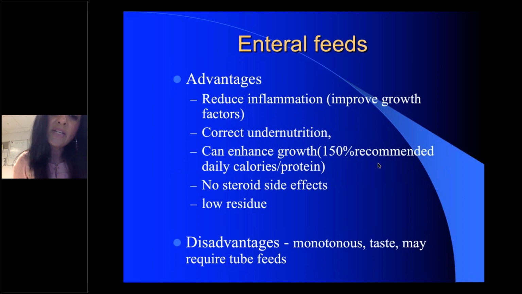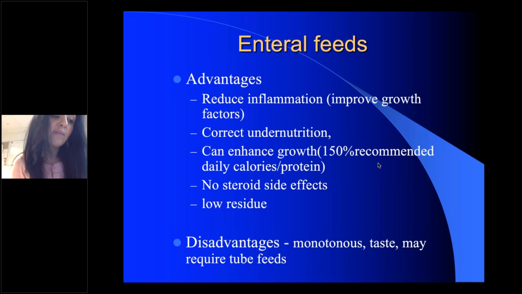Now, exclusive enteral nutrition is very advantageous because it has no side effects whatsoever. We know that it's very efficacious and it reduces the inflammation and also improves linear growth. It is most definitely effective at correcting the undernutrition that we see in Crohn's disease, and it can enhance growth, and we can give up to 150% of the daily requirements both of calories and protein. It's a low residue diet, therefore it's easily absorbed. And it's given orally, and most children will tolerate it orally.